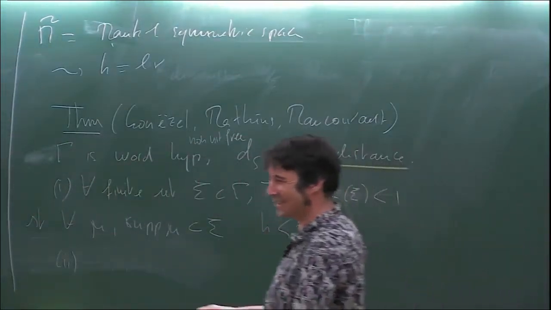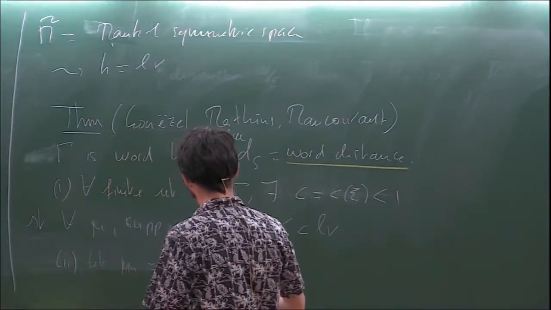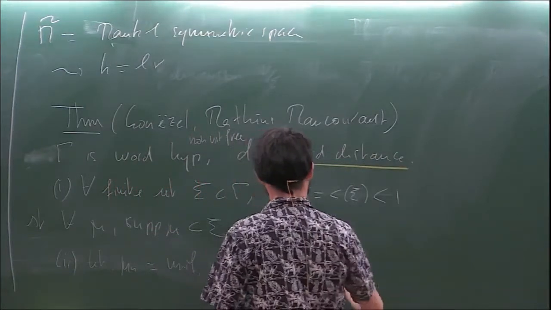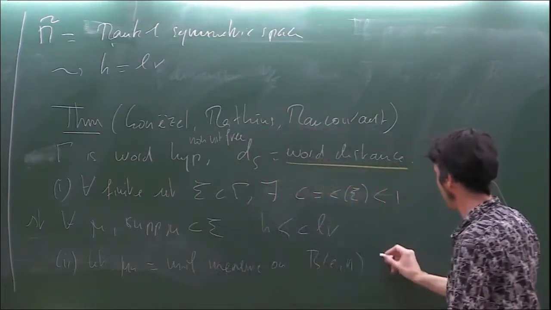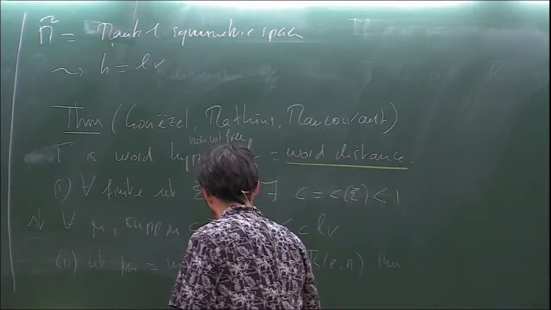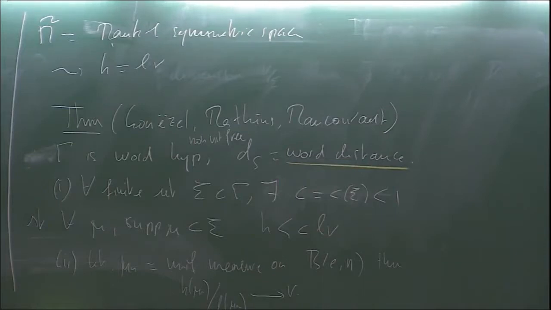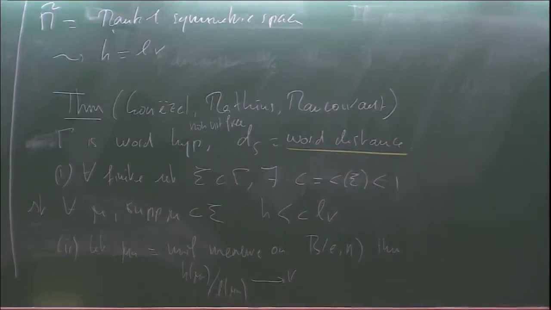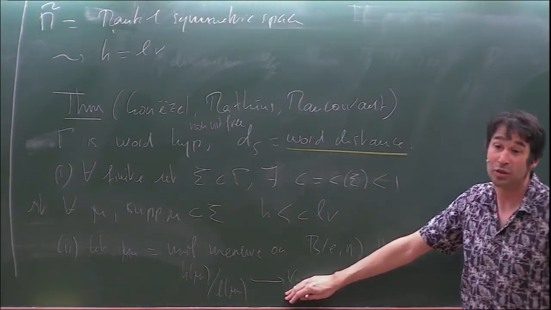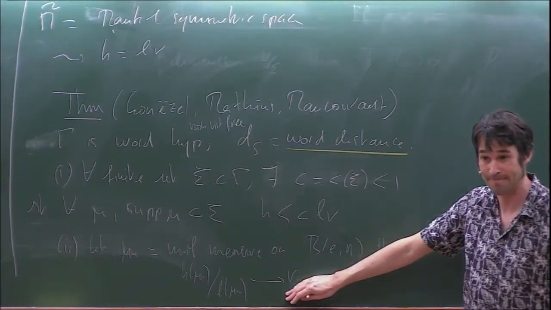And the second is that if you let mu n be a uniform measure on the ball of radius n, then h of mu n divided by L of mu n tends to V. So if you take bigger and bigger uniform measures, then it reflects the topology, the geometry of your space in some sense, asymptotically. Okay?